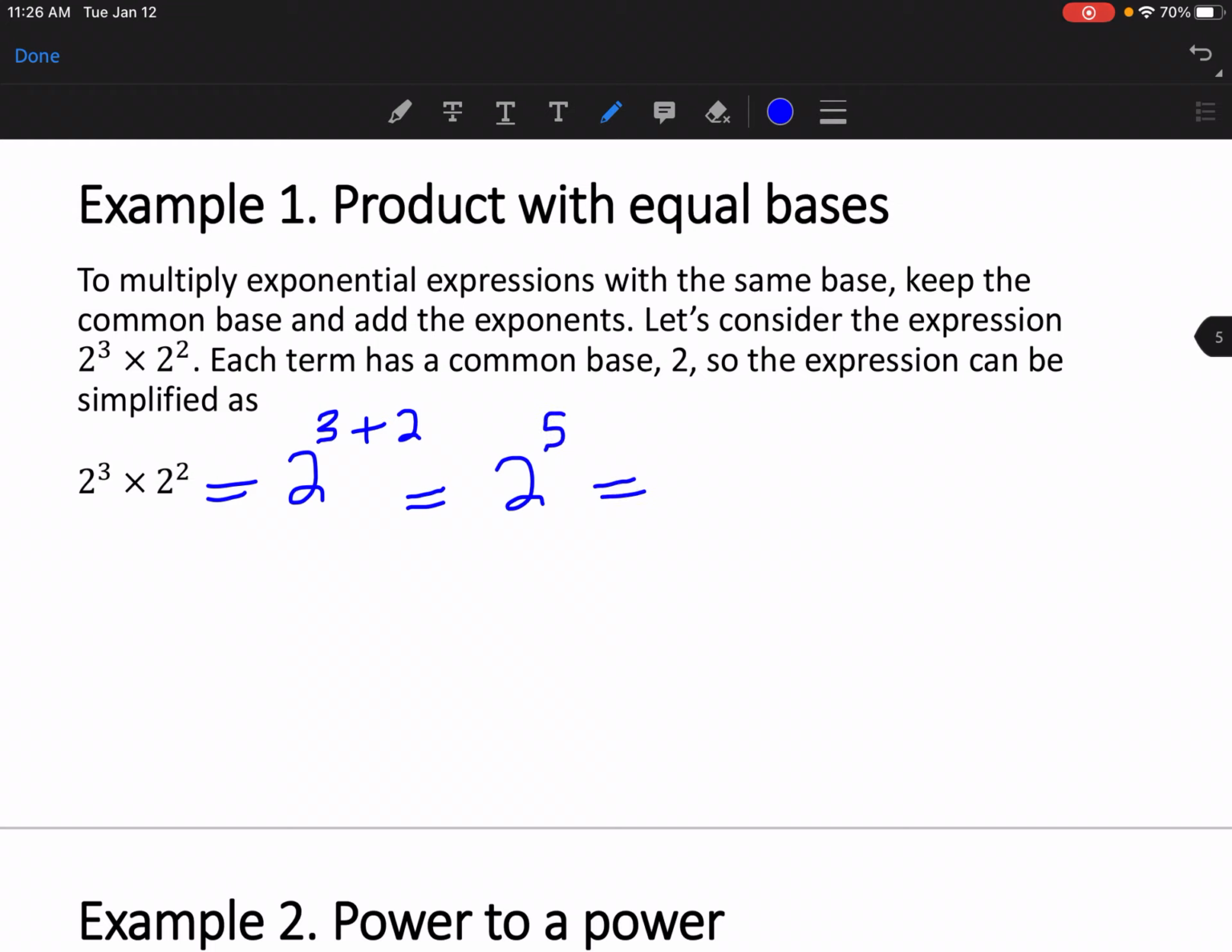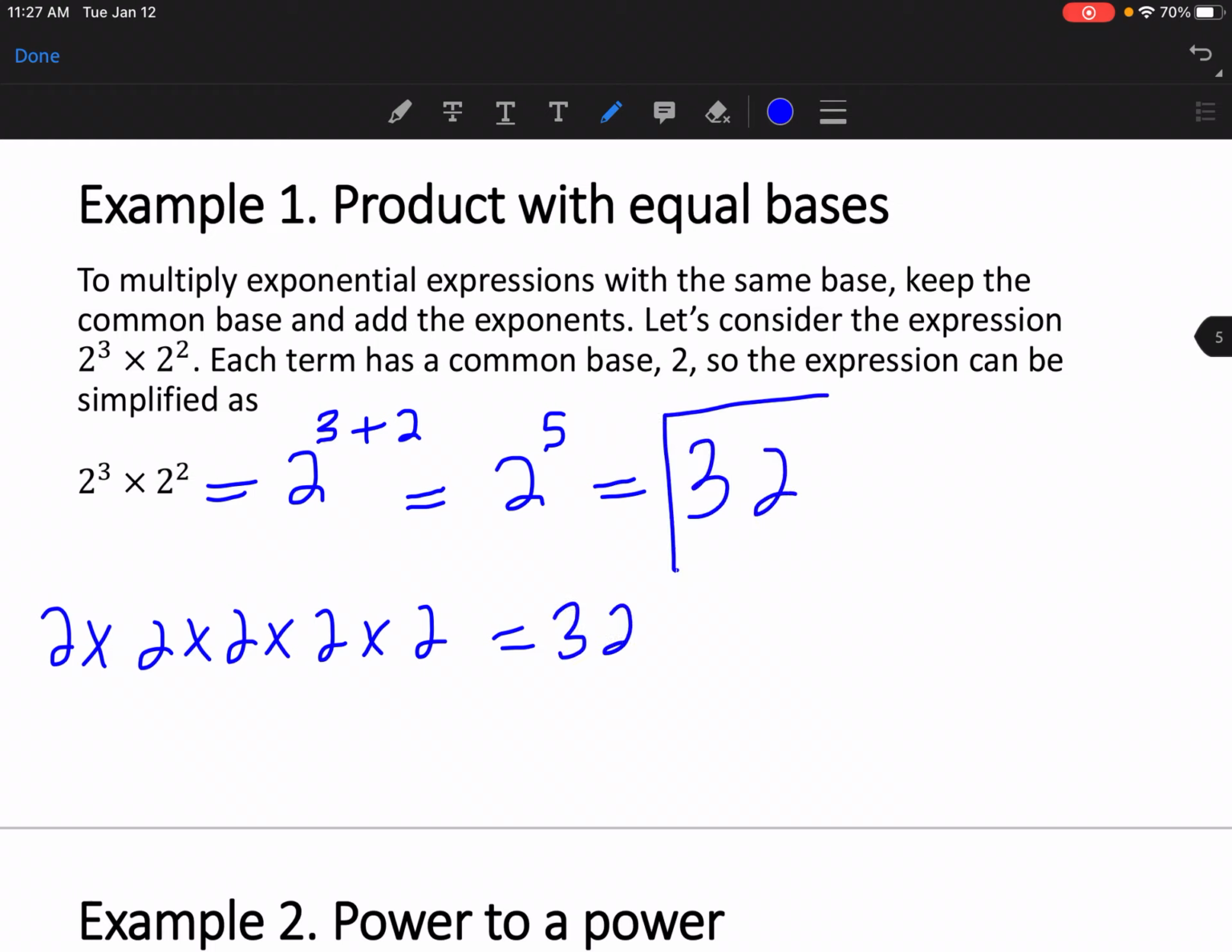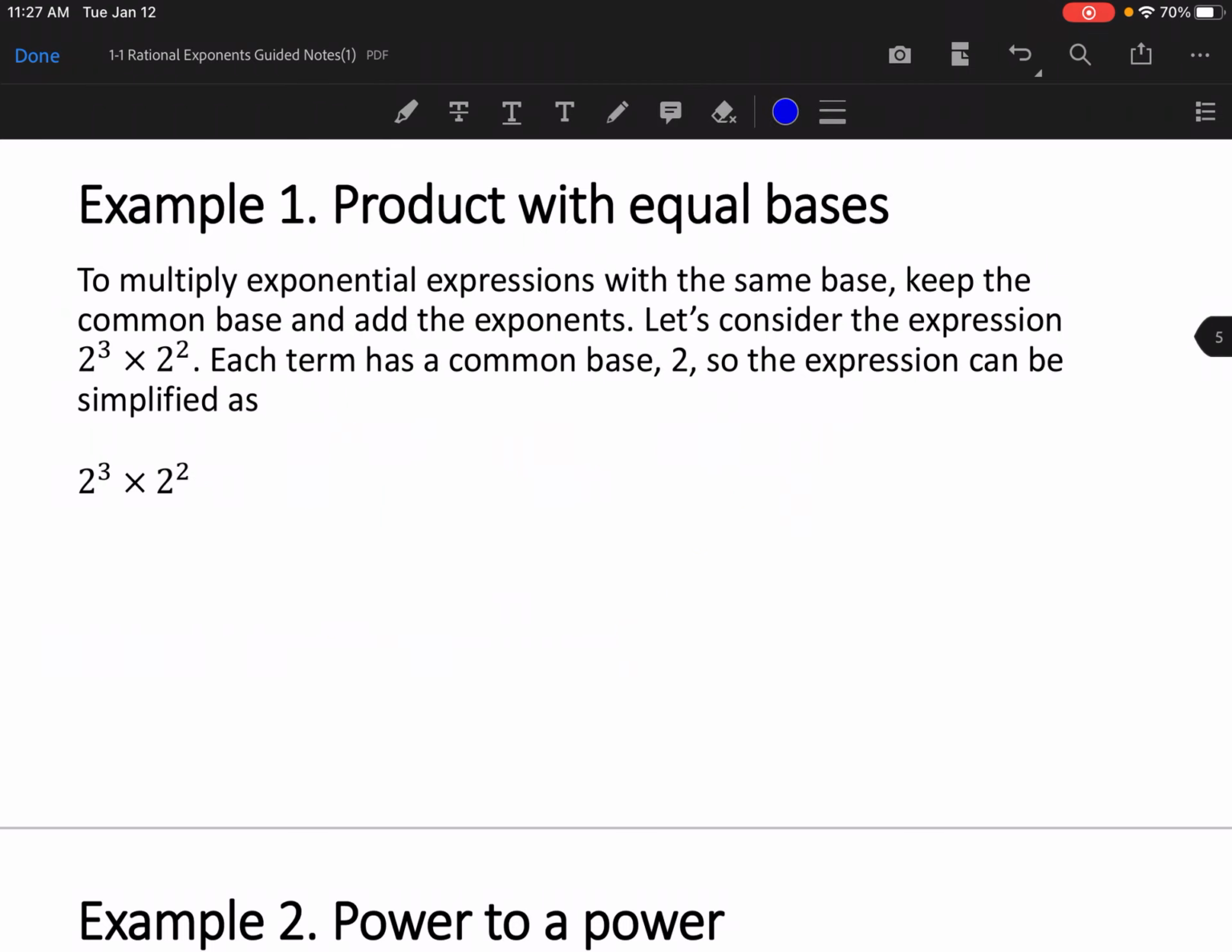Then you can plug it into the calculator, or we can say 2 times 2 times 2 times 2. 2 times 2 is 4, 4 times 2 is 8. Oh, I need one more. 2 times 2 is 4, 4 times 2 is 8, 8 times 2 is 16, 16 times 2 is 32. Therefore, this is 32. So again, when you multiply a product with equal bases, you can add their exponents. So we get 32 for the first one.